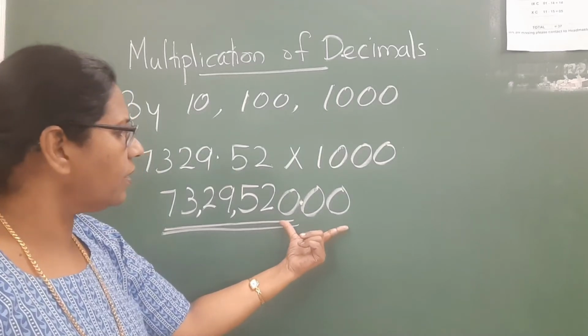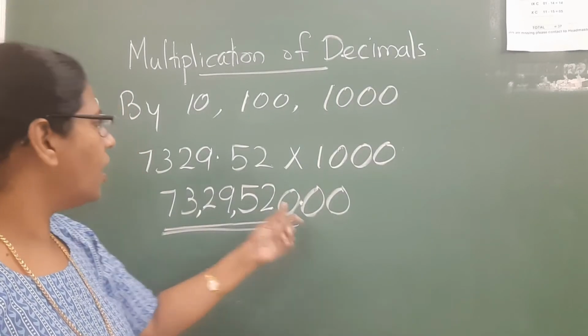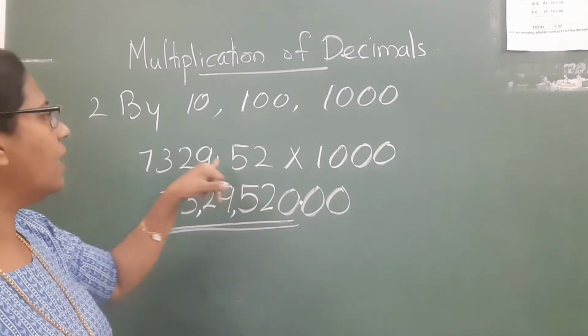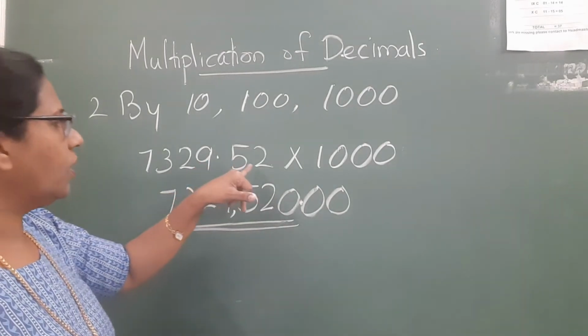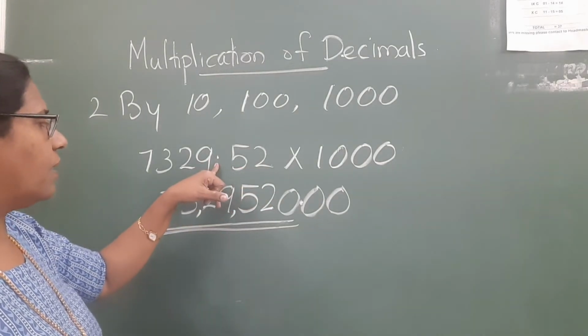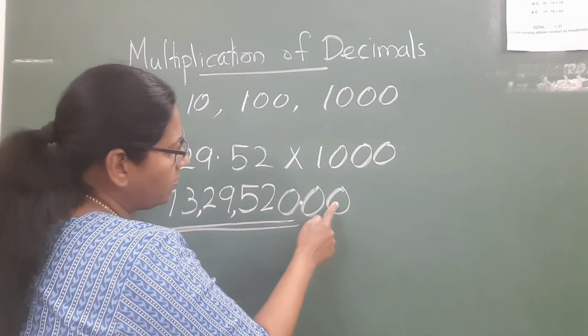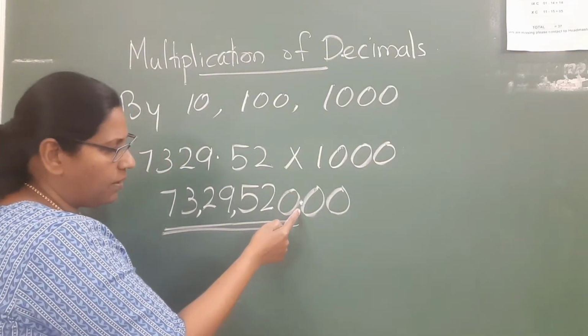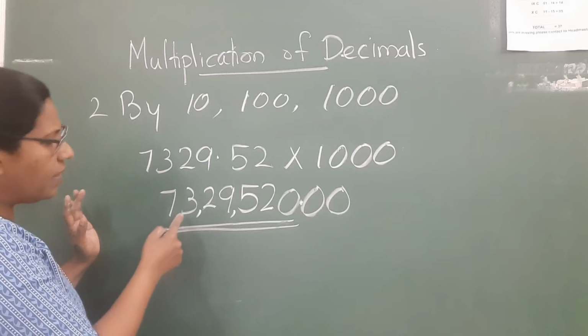Then after writing these 3 zeros, we have to come back and check after how many places the decimal is there. So here after 1, 2. After 2 places the decimal is there. So we count 1, 2 and then we will put the decimal. So we get the answer.